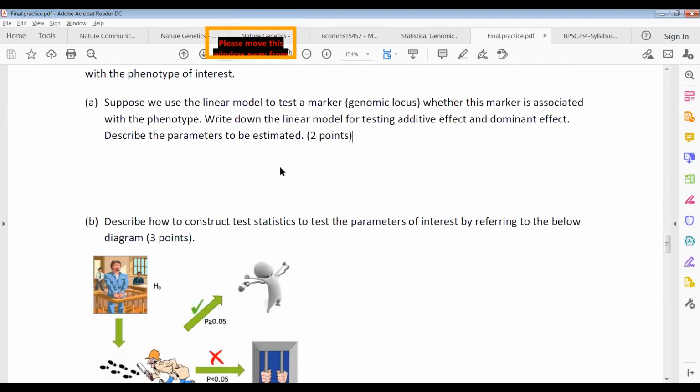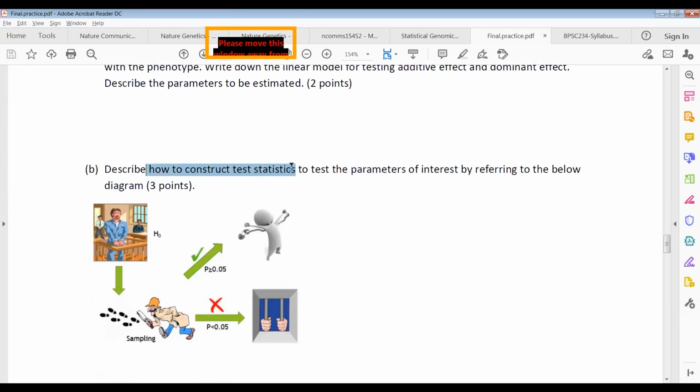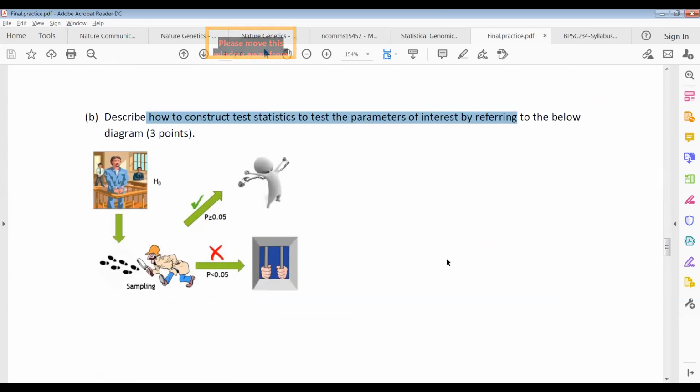Once you have the linear model, just describe how you can construct a test statistic to test these parameters using this diagram. It's not that hard, right? Just follow the strategy to describe how we can test whether this locus has an additive or a dominant effect which contributes to the phenotype.